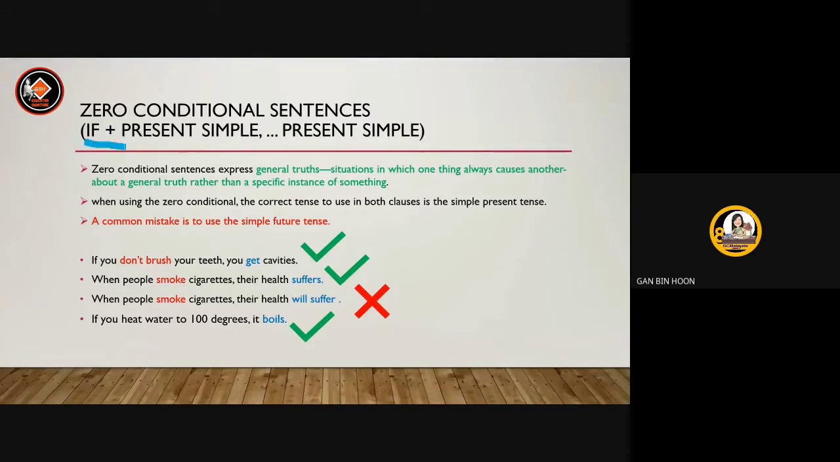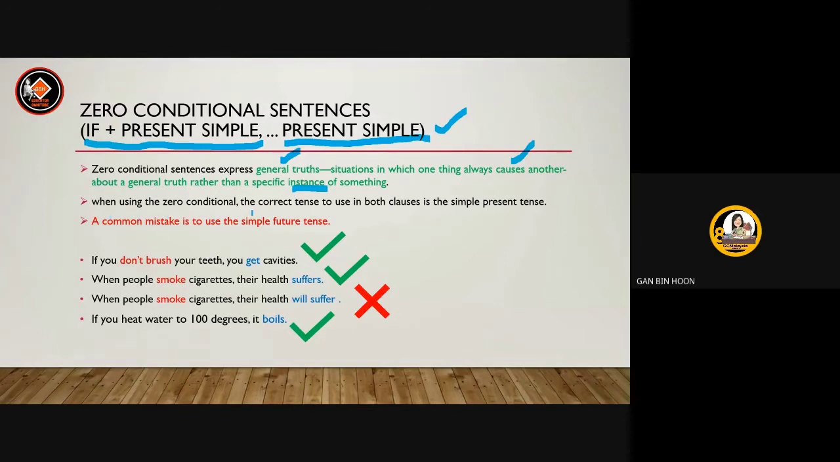Okay, hafal ini. You can start writing. If campur dengan simple present, present simple dengan present simple. So what are zero conditional sentences? Zero conditional sentences express general truth, kenyataan yang betul. A situation in which one thing always causes another, about a general truth, rather than a specific instance. Dia bukan contoh, dia adalah kenyataan.